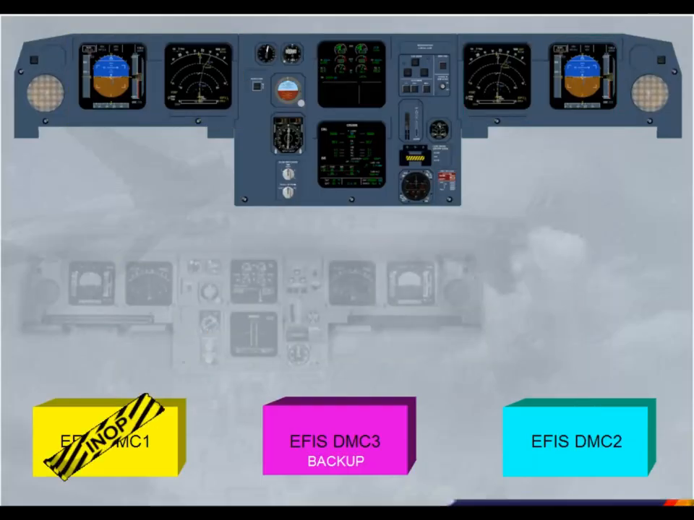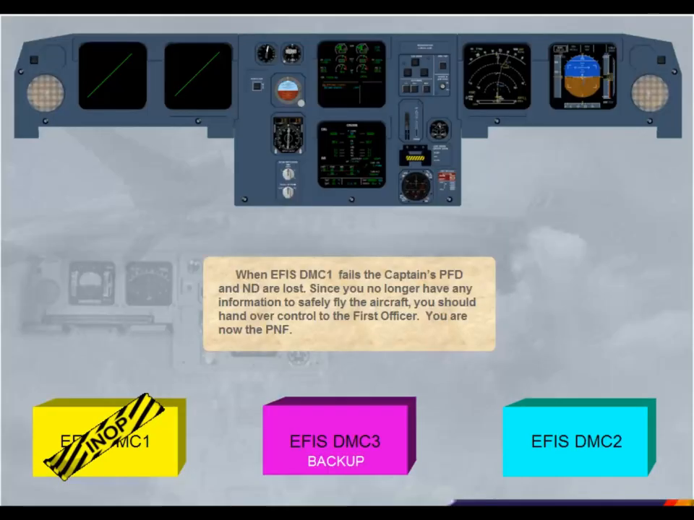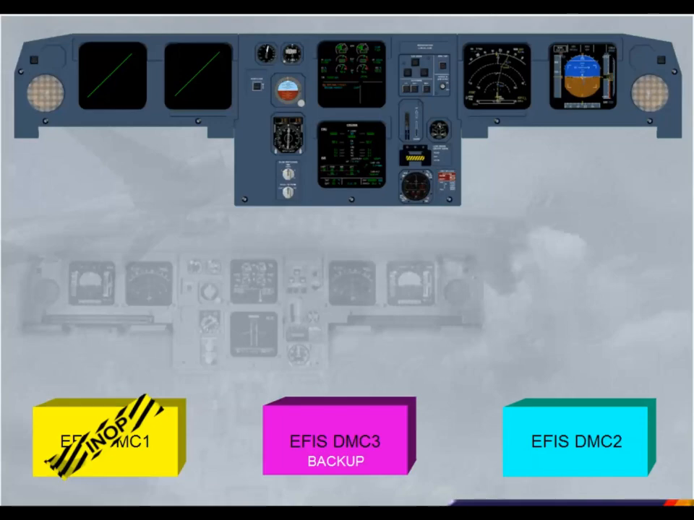When EFIS DMC-1 fails, the captain's PFD and ND are lost. Since you no longer have any information to safely fly the aircraft, you should hand over control to the first officer. You are now the pilot non-flying. Notice that both displays have a diagonal green line across them. The green lines indicate that the displays are working but are not receiving any data.